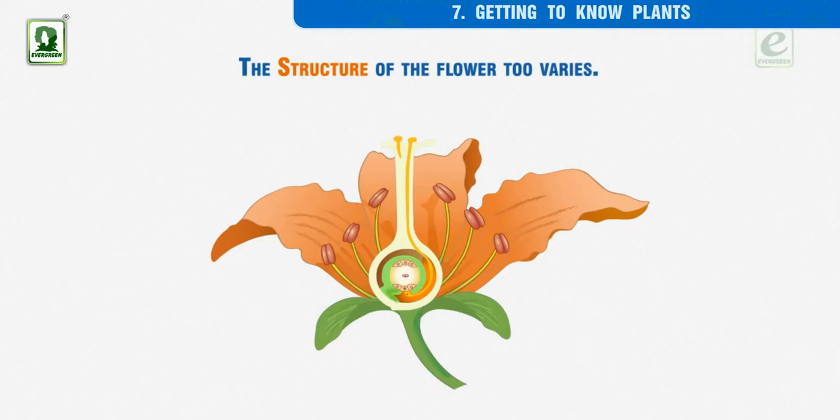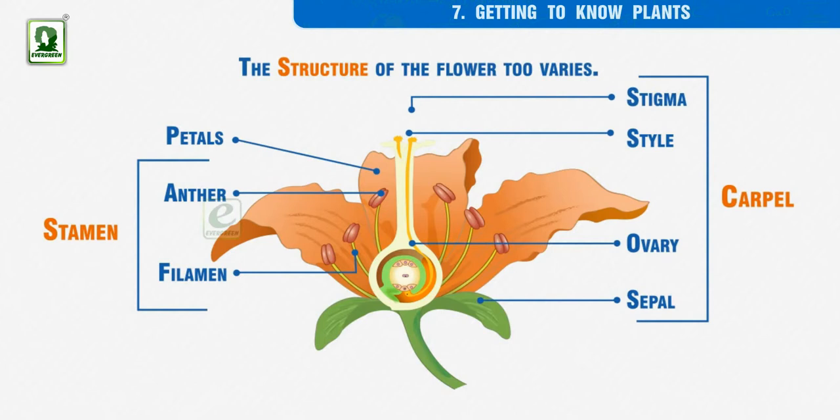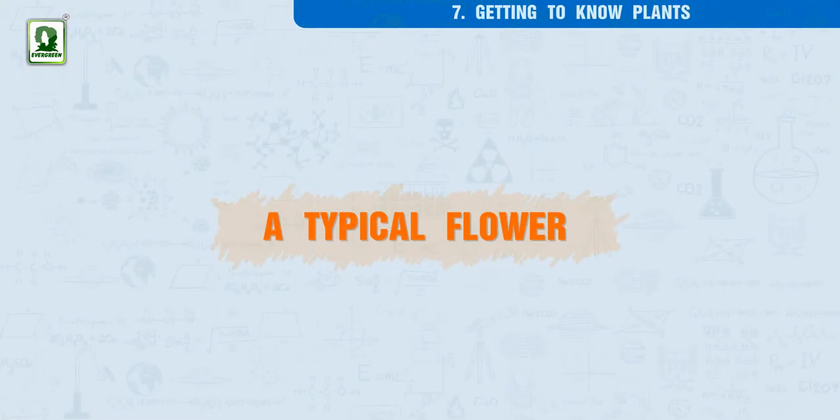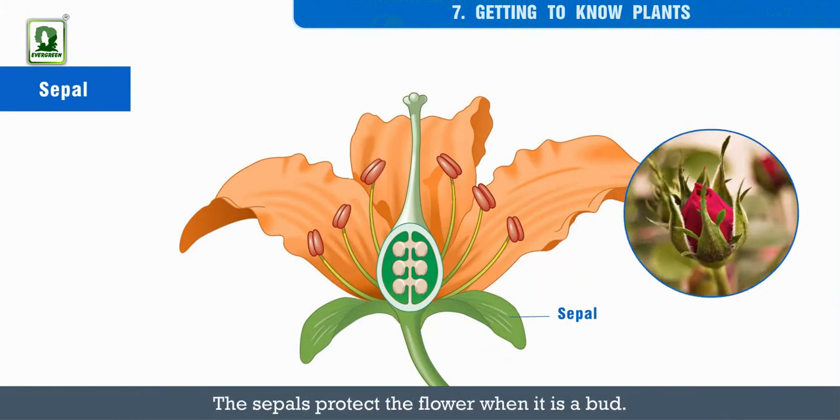Structure of the flower too varies. A typical or complete flower is one which comprises sepals, petals, stamens, and carpel. A typical flower. The outermost green leaf-like parts at the base of a flower are called sepals. The sepals protect the flower when it is a bud. Sepals also support the petals when a flower blooms.